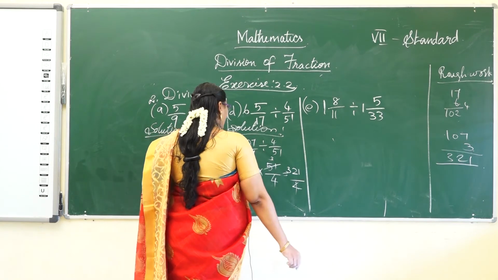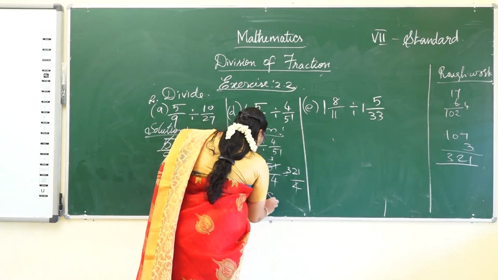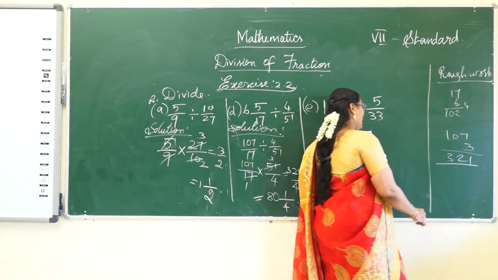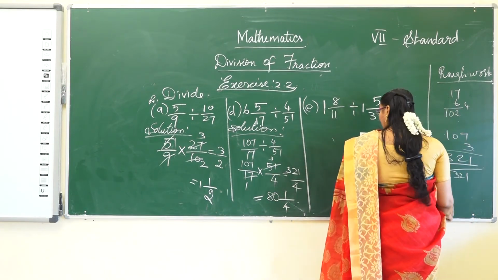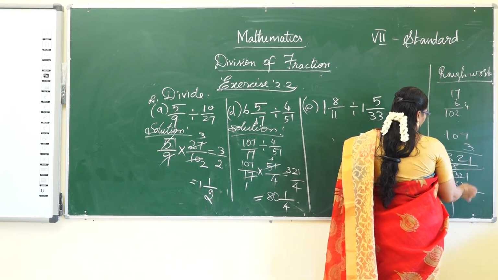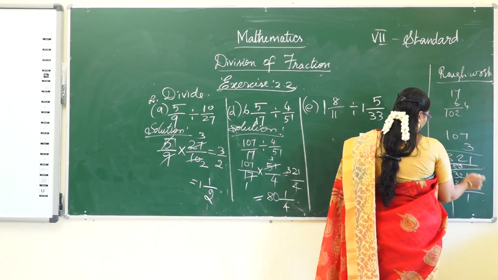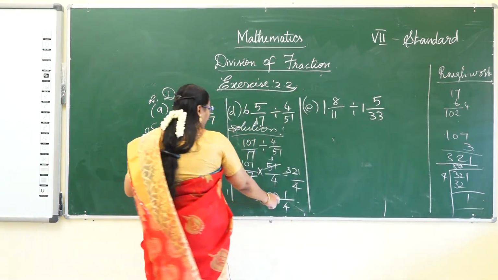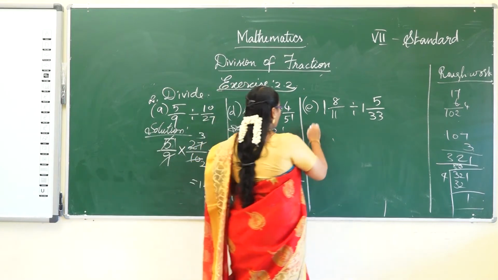It can be written as a mixed fraction. So what is the mixed fraction of this one? 321 by 4. You have to do this in the long division method. 8 4s are 32. Now bring down 1. It's not possible, so add 0. So 80 and 1 by 4 is the answer. Okay, and next one.